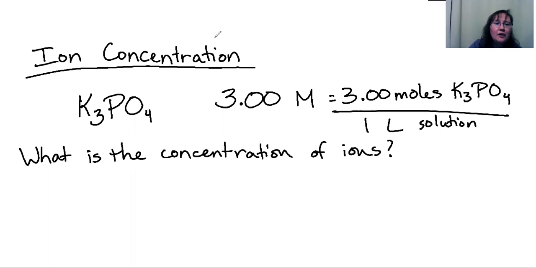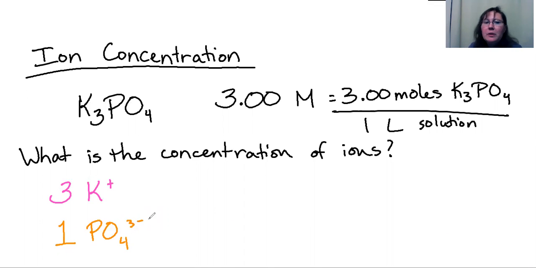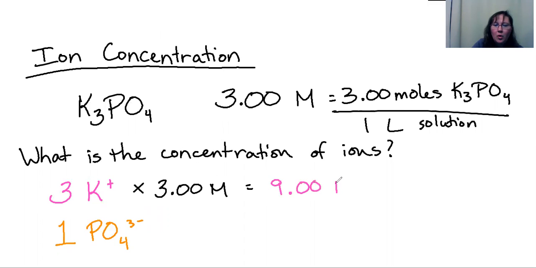Okay, so first of all, let's go ahead and break this up. If we have K3PO4, we have 3 potassium ions and 1 phosphate ion in every formula unit of potassium phosphate. So what we'll do is take this 3 times potassium and multiply that by our molarity. And what that means is that we have 9 molar potassium ions.